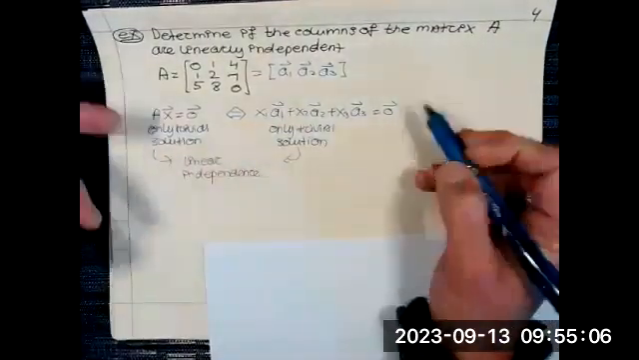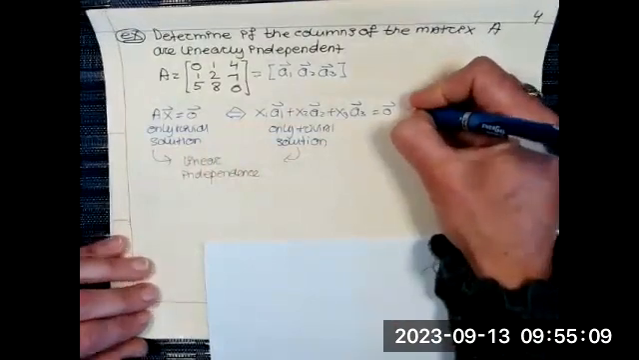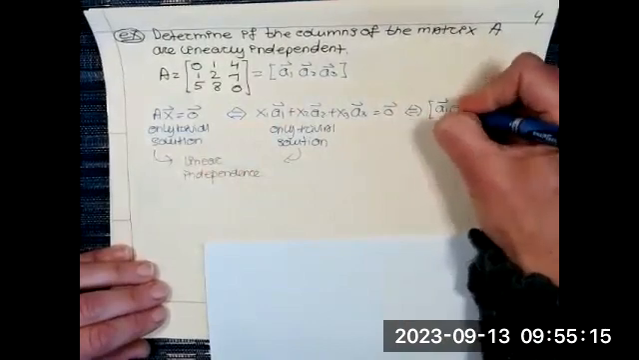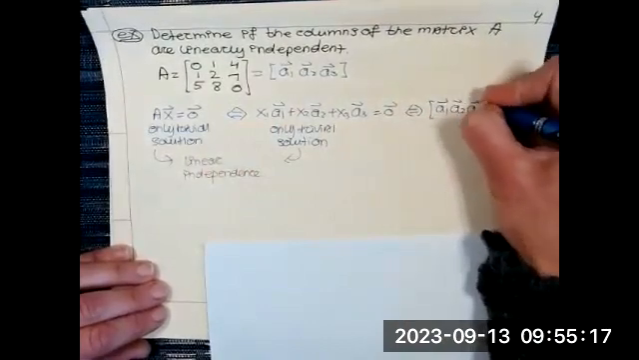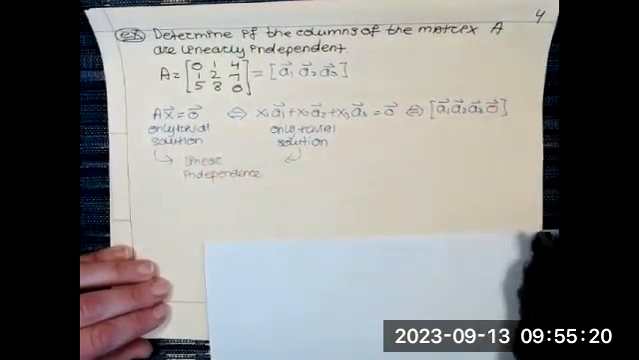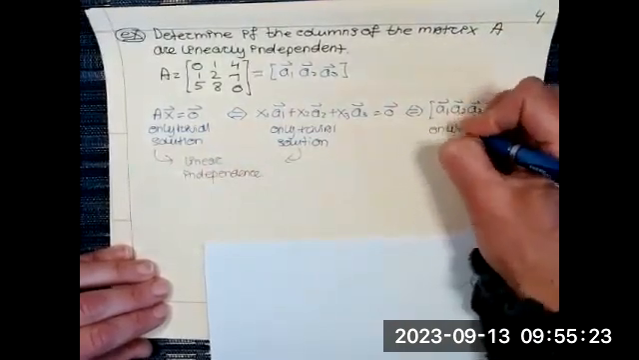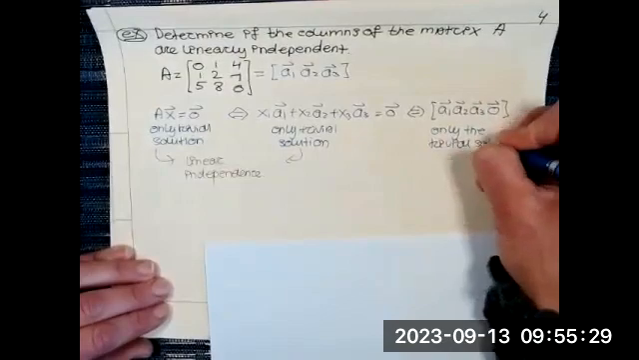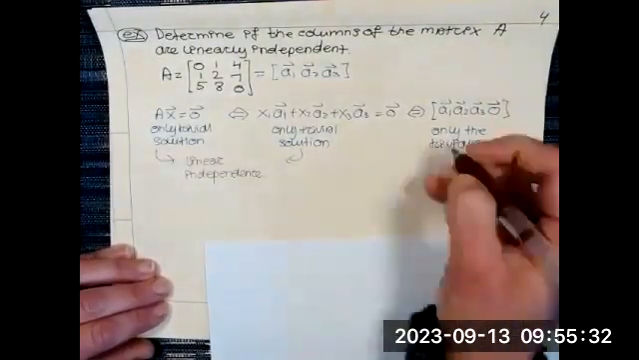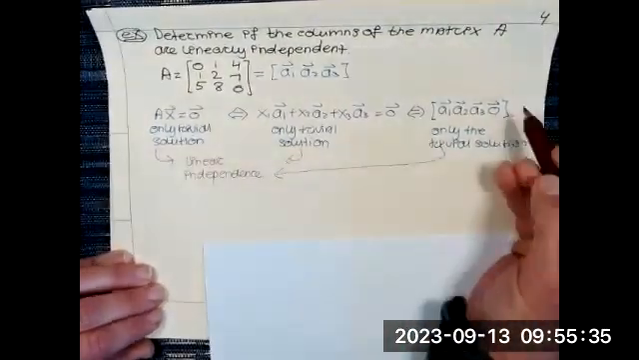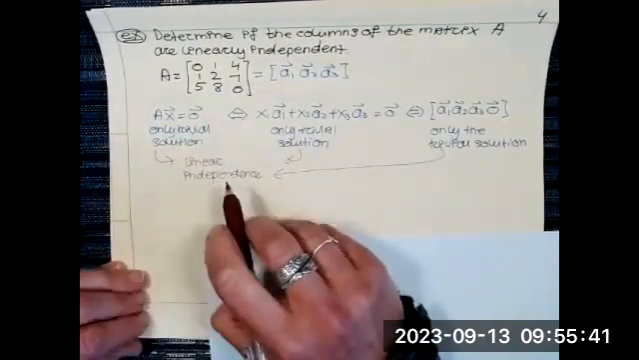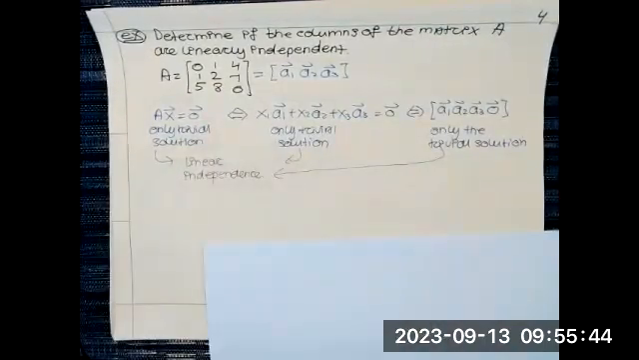And just like before, both of those statements are also equivalent to looking at my augmented matrix, where I'm taking columns A1, A2, and A3, and my augmented column is my zero column, with only the trivial solution. So again, these are three different ways to look at the same exact concept. If we only have the trivial solution, then we have linear independence. And our augmented matrix form is just the easiest way to solve this.